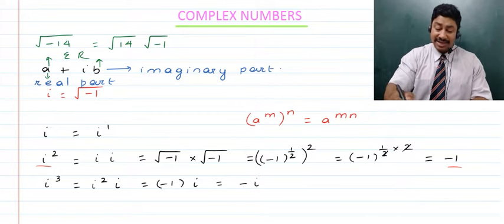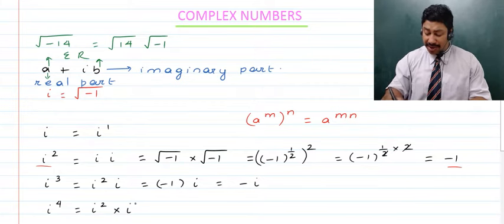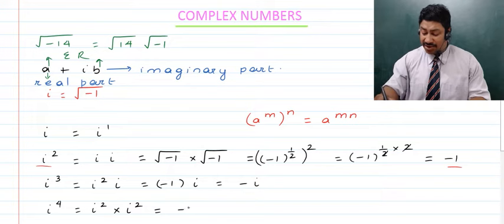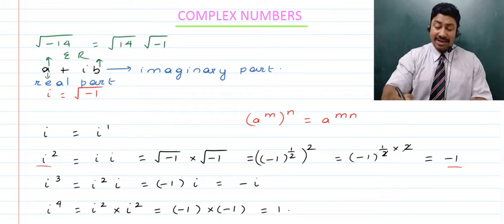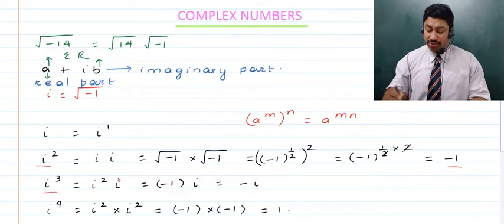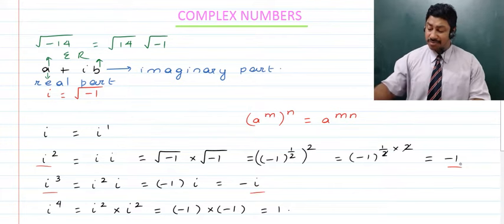And next, if we talk about i raised to the power 4, we can write it as i squared multiplied with i squared. Since the value of i squared is minus 1, minus 1 will be multiplied with minus 1, and their product will give you 1. And thus here we have these values: i, i squared is minus 1, i cubed is minus i, and i raised to the power 4 is 1.